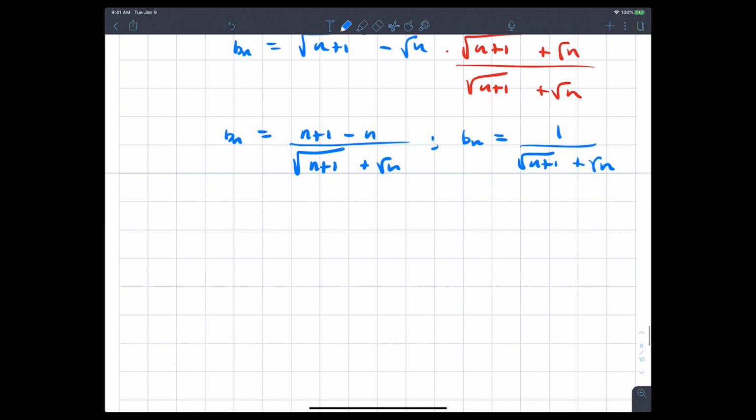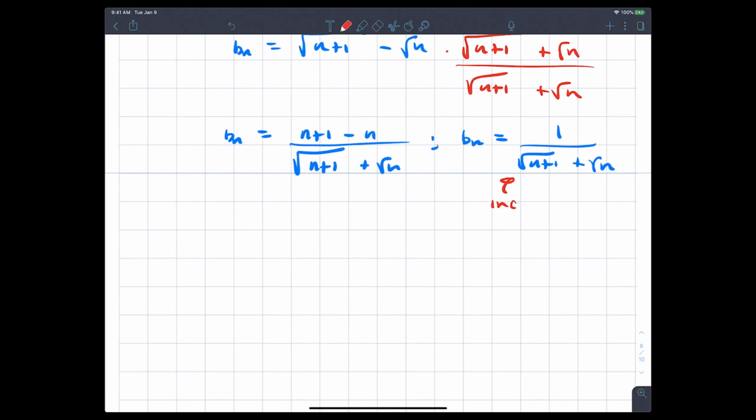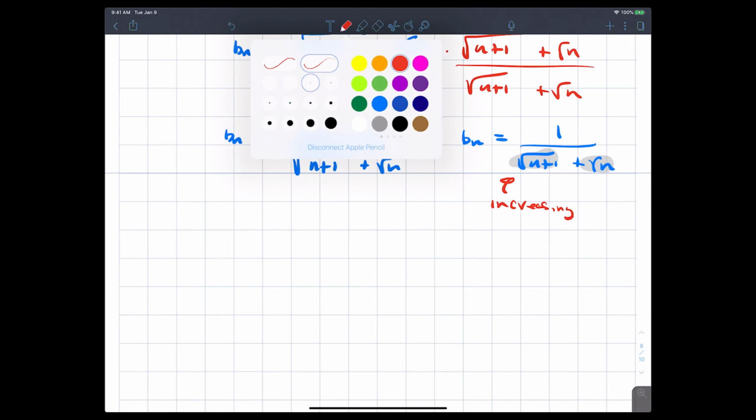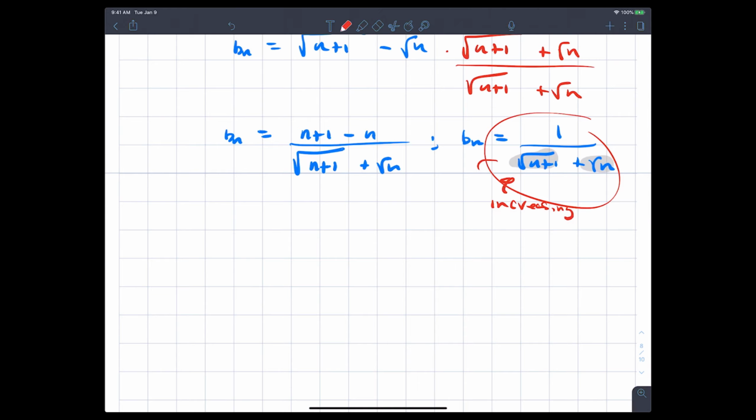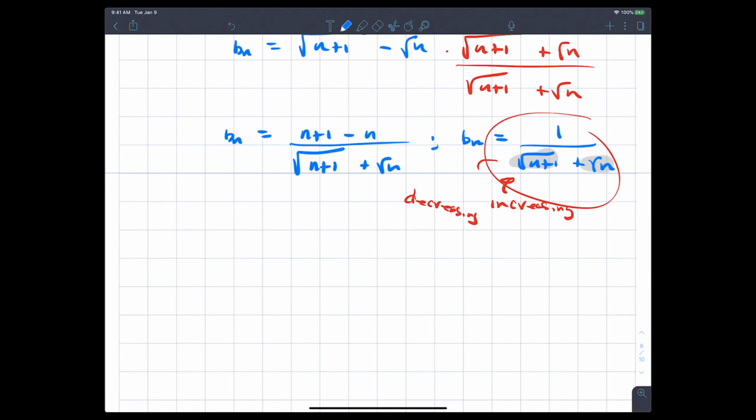So this gets a little bit clearer because we know the denominator down here is increasing. Meaning the square root of n plus 1 is increasing, the square root of n is increasing. Both these terms are increasing, and so when you add them, they're also increasing. But then the reciprocal of this means that the whole fraction is decreasing. And that's what I need. So I notice here that Bn is decreasing.